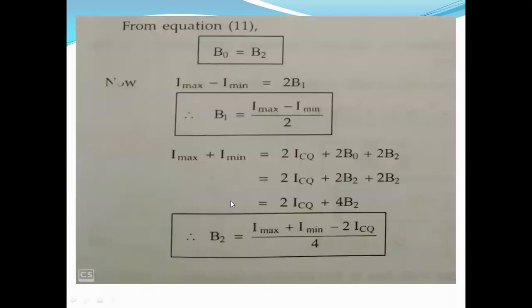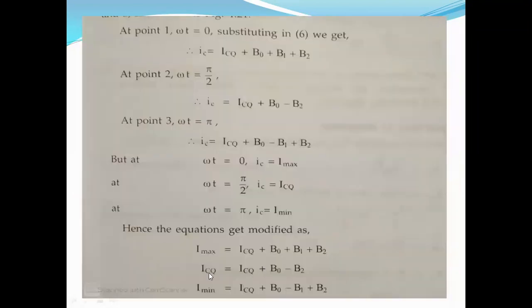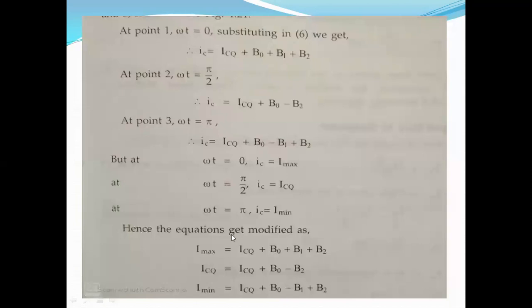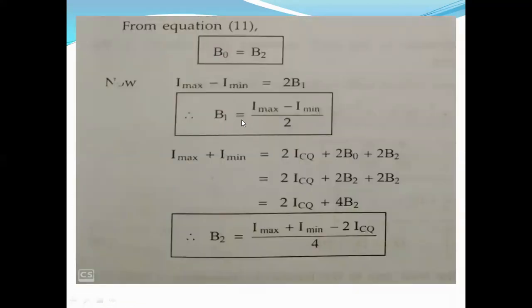Okay. So if you simplify the equations, from this equation, ICQ will be cancelled. B0 becomes B2. Okay. And if you simplify these equations, then we have B1 as Imax minus I minimum by 2. And similarly, B2 is equal to Imax plus I minimum minus 2 ICQ. Right? So these are the amplitudes or B0, B1, B2 values.